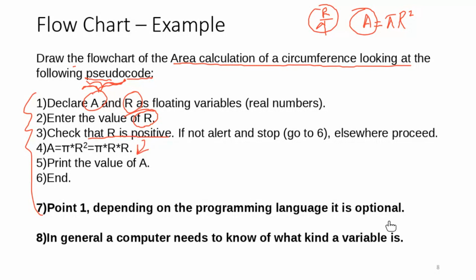So if R is not positive, then you stop and go to step 6, okay? Otherwise, if R is positive, then you proceed. You go to step 4. What is step 4? You multiply R with R and pi, you get an area, and step 5 is to print the value of area, okay? So this is the pseudocode, and our objective is to draw the flowchart for it.